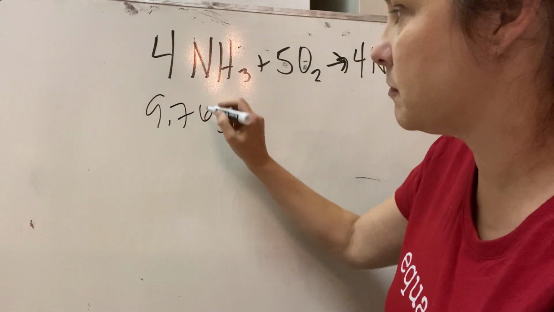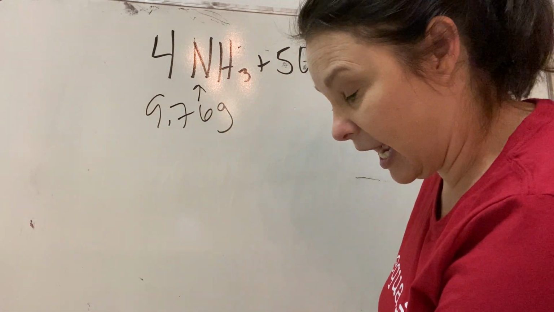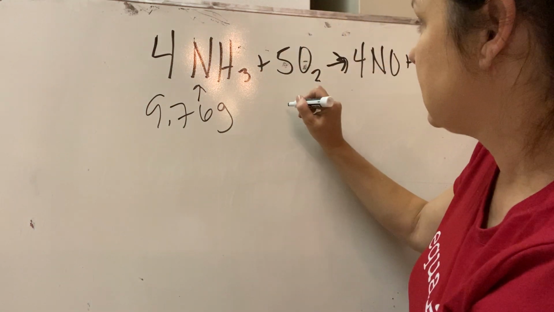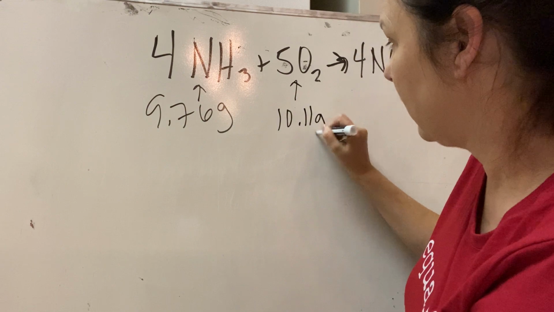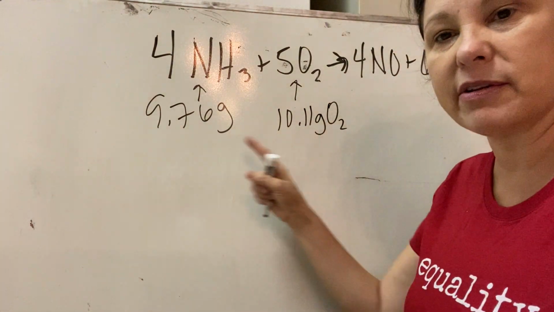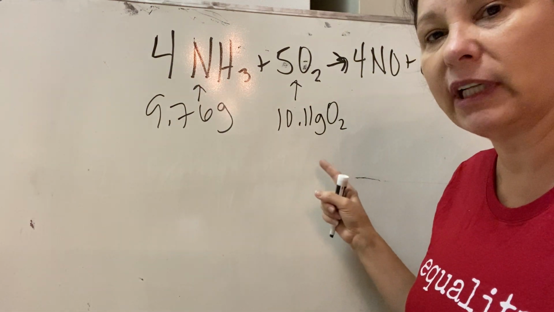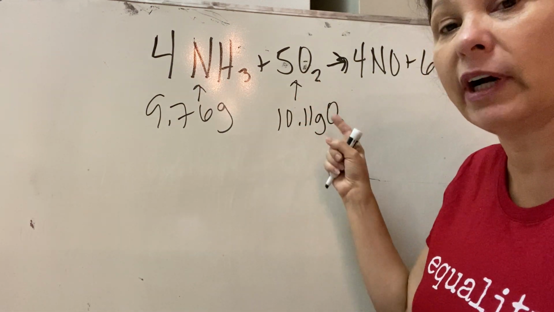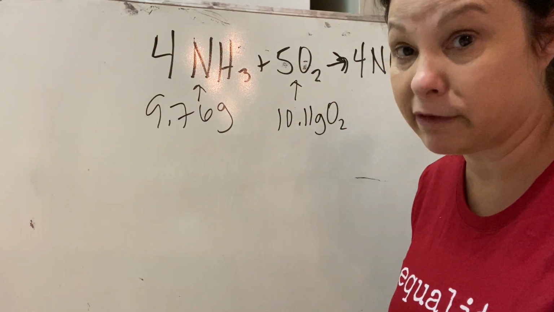9.76 grams of the ammonia react with 10.11 grams of the oxygen, okay? So these are the amounts I have, 9.76 grams of this reactant and 10.11 grams of this reactant. And I have to figure out which one's going to run out first.